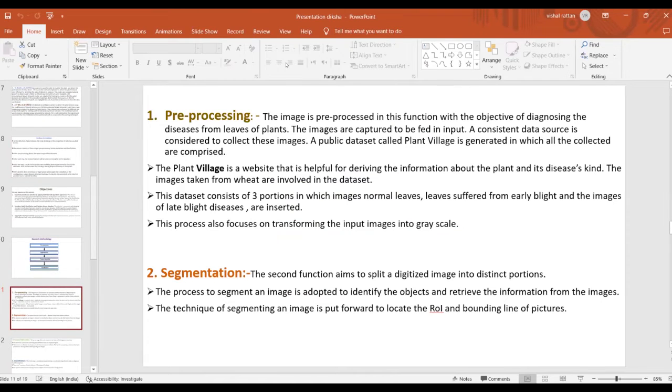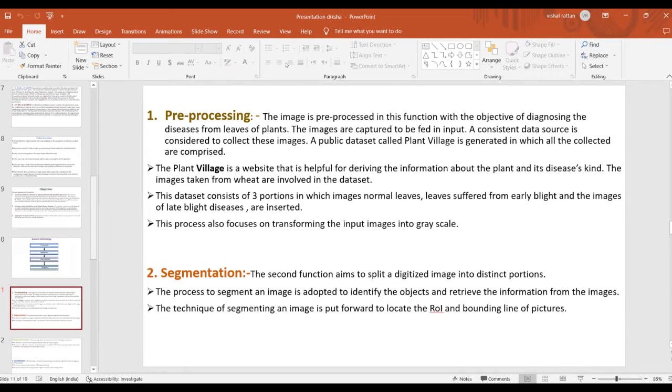In pre-processing, the image is pre-processed in this function with the objective of diagnosing diseases from the leaves of plants. The Plant Village is a website that will be helpful for deriving information about the plant and its disease kind. The images taken from wheat are involved in the dataset. This dataset consists of three portions, in which images of normal leaves, leaves suffering from early blight, and images of late blight diseases are inserted. The process also focuses on transforming the image into grayscale.